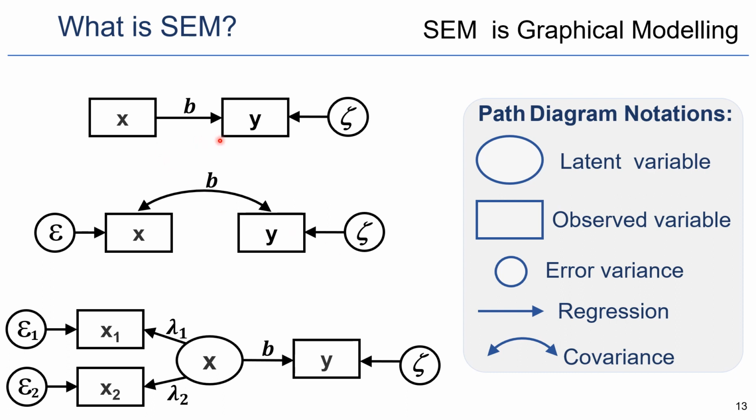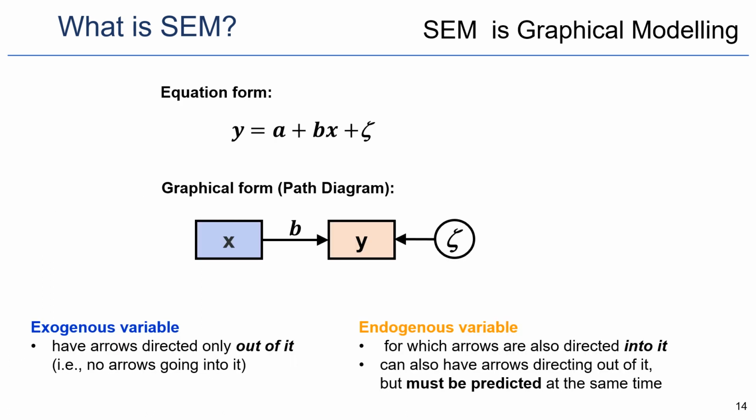The causal effects are shown by straight one-headed arrows, and the correlations or covariations among variables are shown by curved double-headed arrows. The explanatory variables in the SEM are called exogenous variables, and they always have arrows directed only out of them. And the response variables are called endogenous. They also can have arrows directed out of them, but always they must be predicted at the same time.